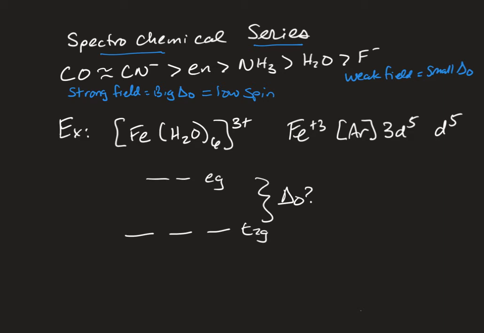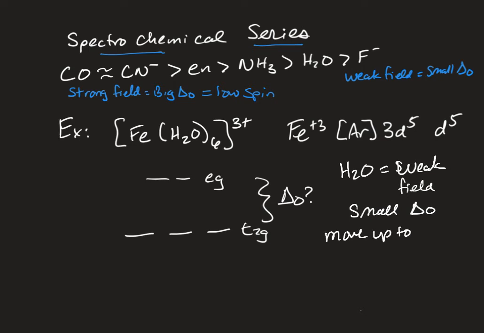Okay, if I look, over here is where water is. It's on this weak field end of the Spectrochemical Series. Again, this is an abbreviated one, but water does tend very often to be a weak field ligand. So I'm going to use it as a weak field ligand. So we're going to say water is a weak field ligand. And so that means it has a small delta O. So that means I move up to the EG level before I pair electrons.